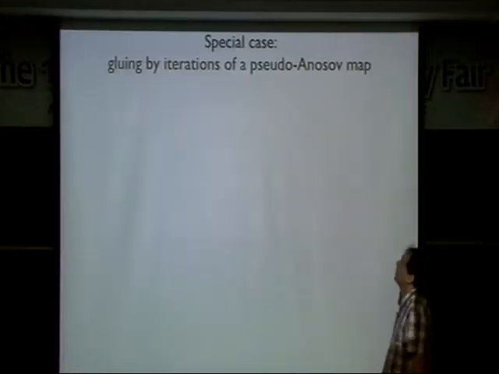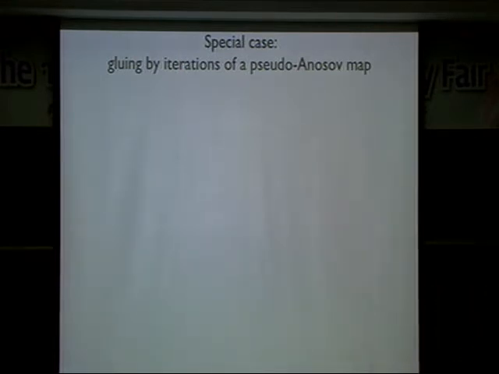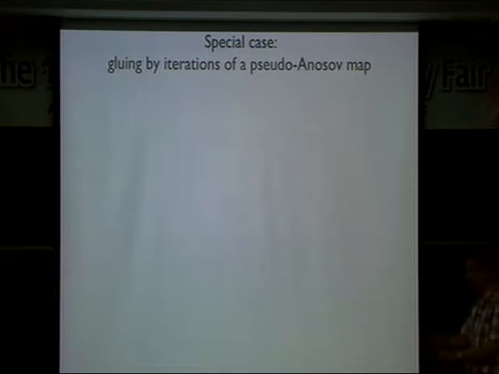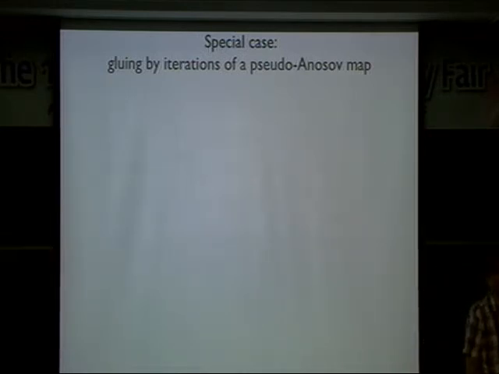Okay. So these two are all right, but in the special case where the pasting map is something special, something like an iteration of a pseudo-Anosov map, then you can show more.